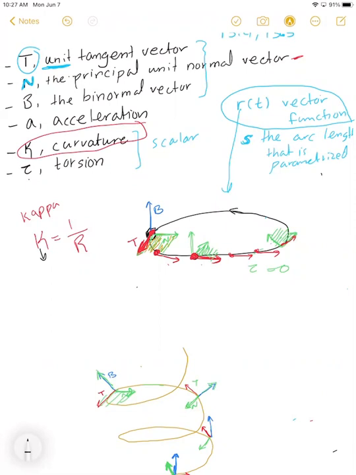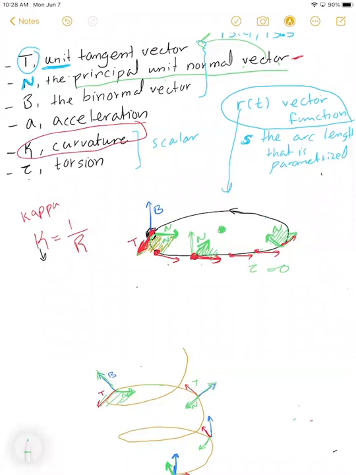And this principal unit normal vector is always pointing to the center of the circle of the curvature. So right now this is pointing to the center, this one is also pointing to the center, and this one is pointing to the center. So the green vectors are the principal unit normal vector. The principal unit normal vector is perpendicular to the tangent vector, and that's what it does. It always points to the center of the circle of this curvature for that point, and is perpendicular to the tangent vector, and both of them have a length of 1.